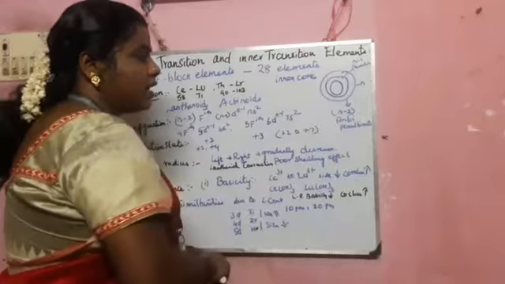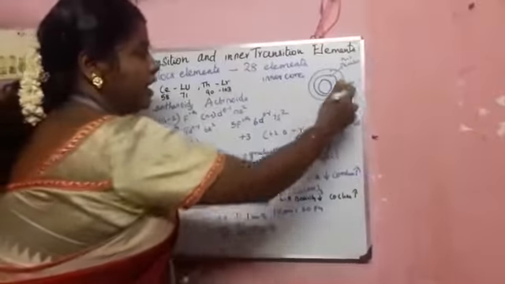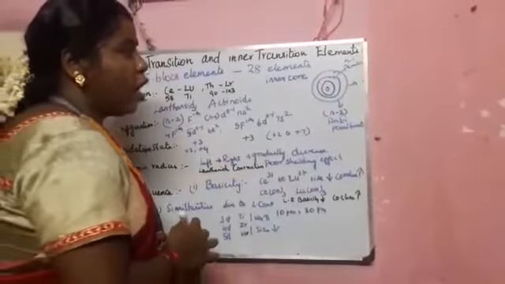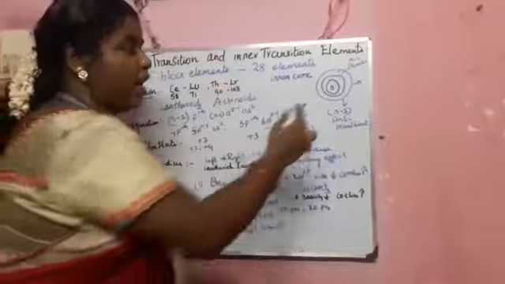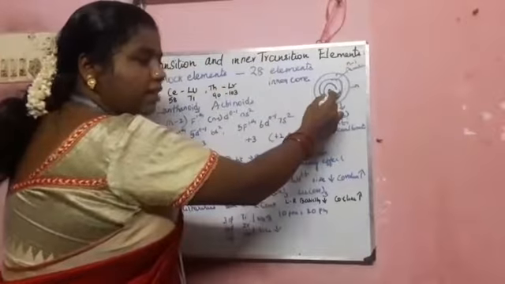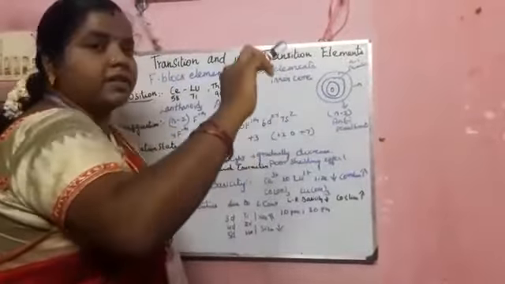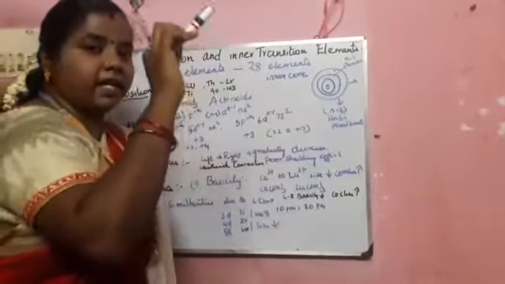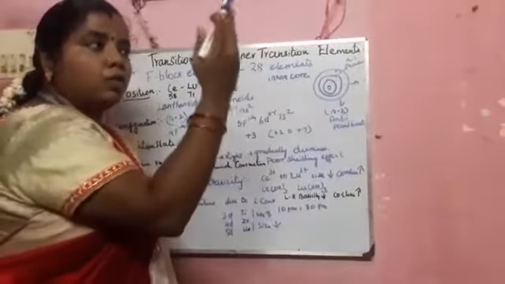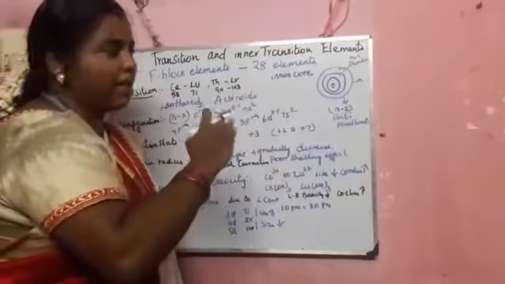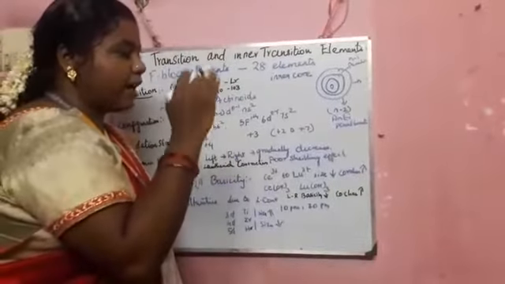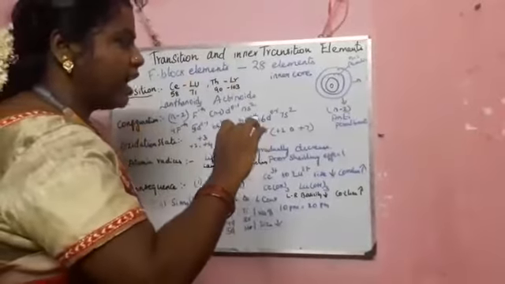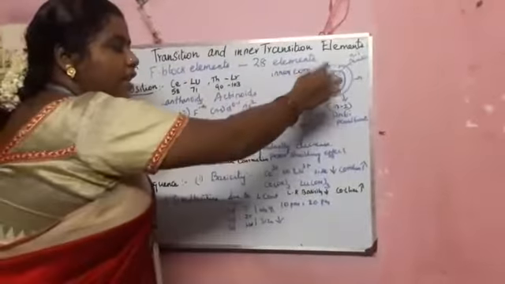Let us see the way of arranging the atom. First, at the center, the nucleus will be there. The outermost shell is the nth shell, and before it is the n minus 1 shell, called the penultimate shell. Two shells before the nth shell is the n minus 2 shell, the anti-penultimate shell. The F orbitals are placed in the n minus 2 shell.